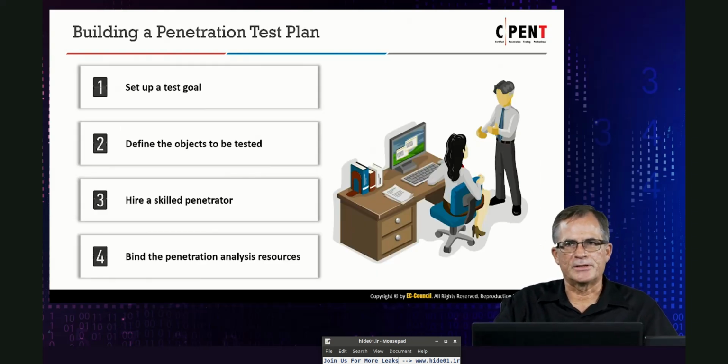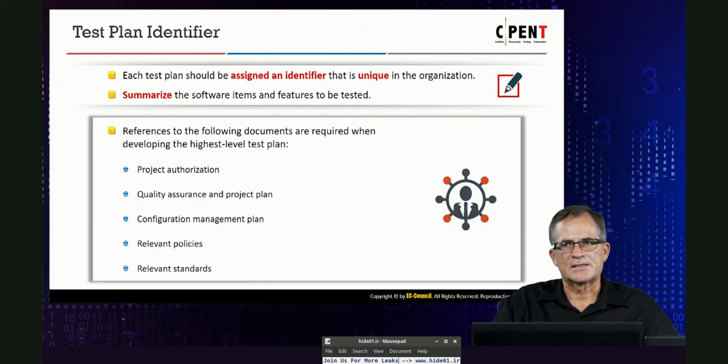In building a penetration test plan, set up a test goal, define the objects to be tested, hire a skilled penetrator, and bind the penetration analysis resources. All these are part of that test plan. Assign an identifier that's unique, project authorization, quality assurance and project plan, configuration management plan, relevant policies, relevant standards. All these are the different types of things that are going to explain the items and features that we're going to test.